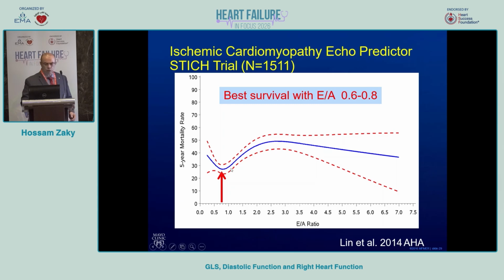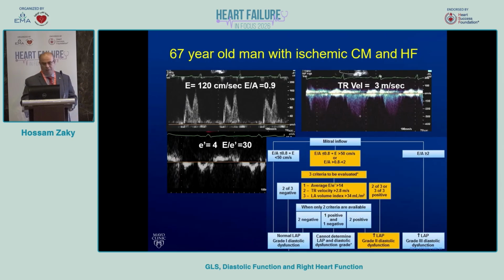This is just a curve to show you that survival is best when the E/A ratio is between 0.6 and 0.8, and after that, mortality increases because of high filling pressure, heart failure. So the same patient was in failure. We used the same tool to decide that he was grade 2 diastolic dysfunction and became grade 1 after 2 months.